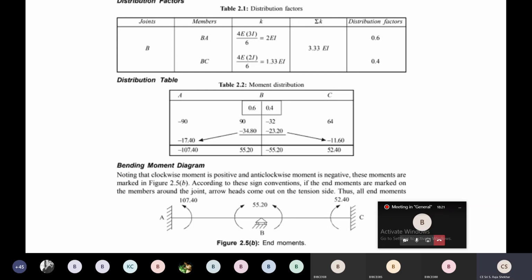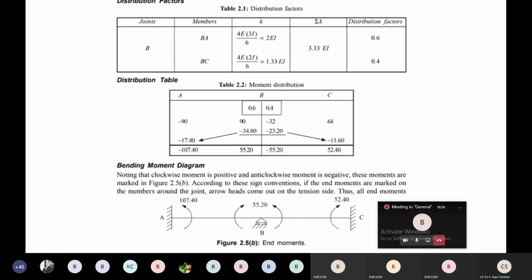So now what you have to do is you have to add all these values. 90 minus 34 minus 32 23.20 add up. Add. If we add, here at the joint B, the joint equilibrium equation is satisfying. That is 55.20 minus 55.20 is equal to 0. That means MBA plus MBC is equal to 0. That is, the joint equilibrium equation is satisfying.